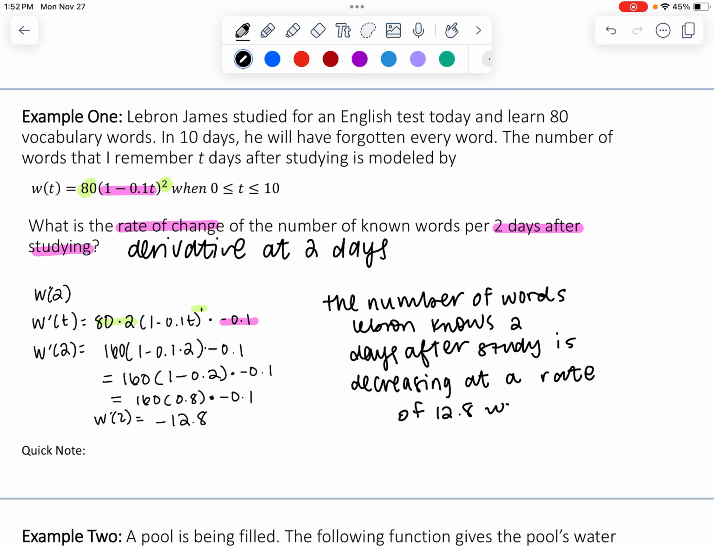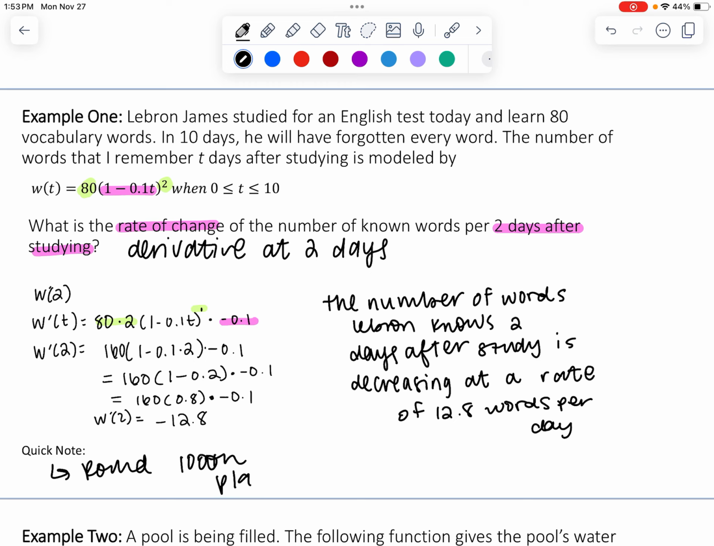12.8 words per day. So 2 things I want you to notice here. I wrote decreasing, so I no longer have to write negative 12.8 words per day. I just have to write that. And then my little note over here was just to remember to round to the thousandths place.